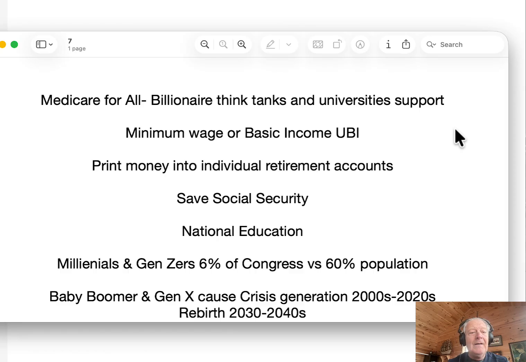Okay, hopefully tomorrow. All right, at any rate, then we have minimum wage or basic income. We've got to get it up there, $17, $23, $25 an hour. We ought to have goals of $50,000 to $70,000 a year per person minimum, okay? We can print money and pump it right into retirement accounts and get them caught up because they're not earning enough money. They can't buy enough stocks.